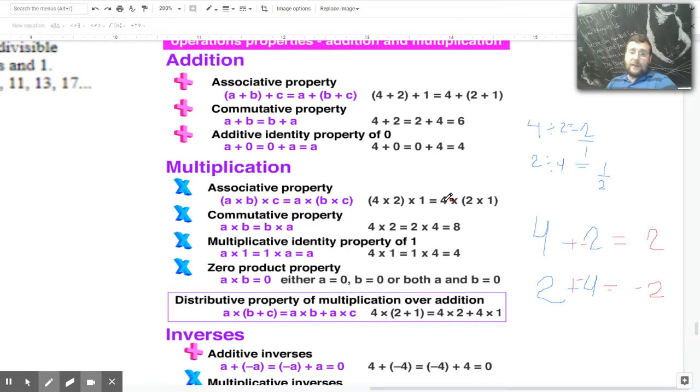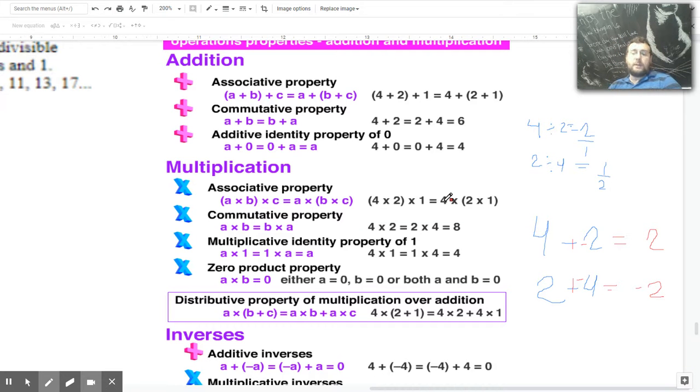Now, of course, that doesn't work if you multiply times 0, because any number times 0 is just 0. And that's the zero product property, that no matter what, either number multiplied times 0 gives you 0. Anytime you have 0 times something, it just zeroes out the whole problem.